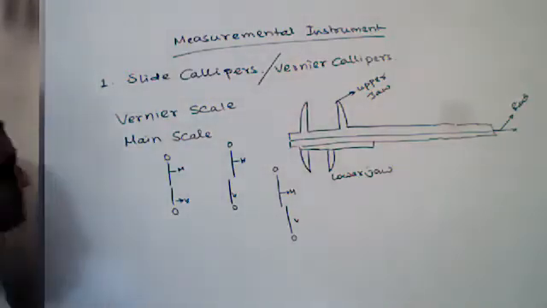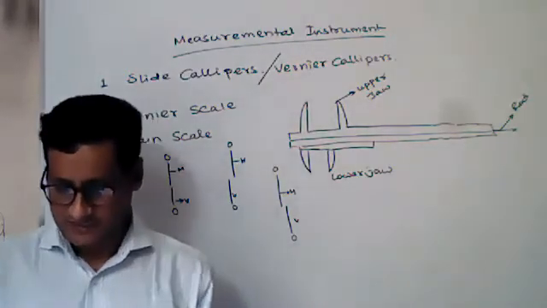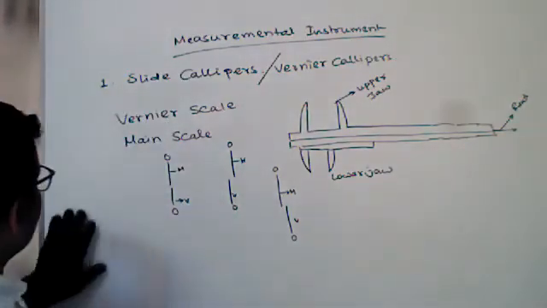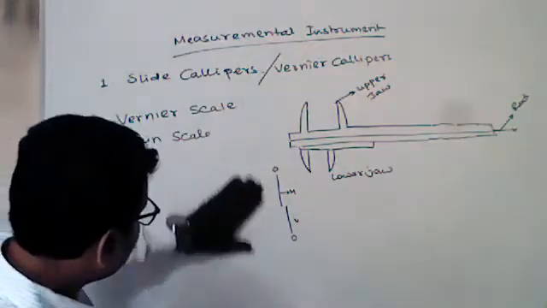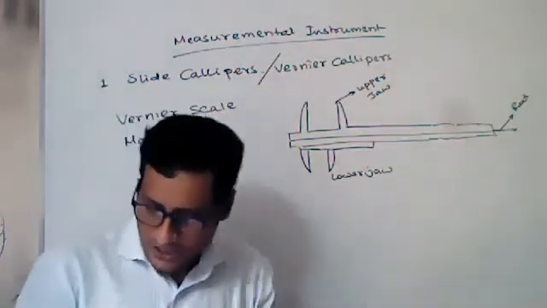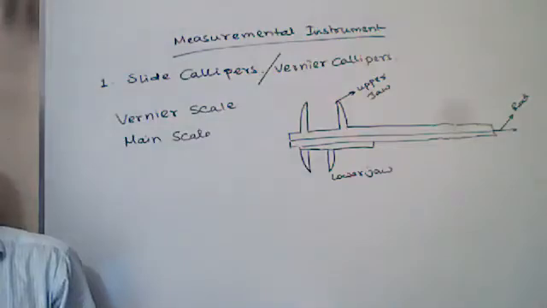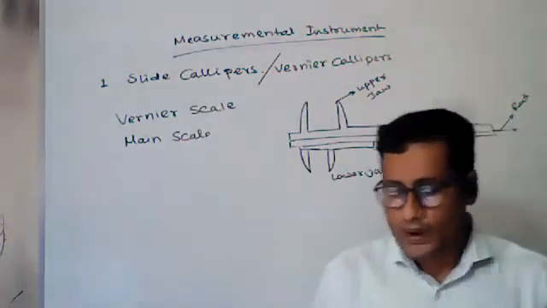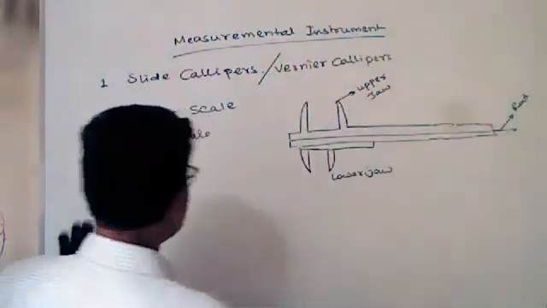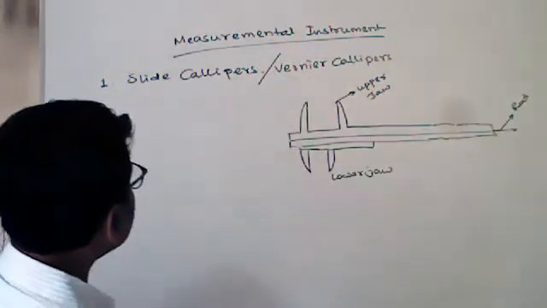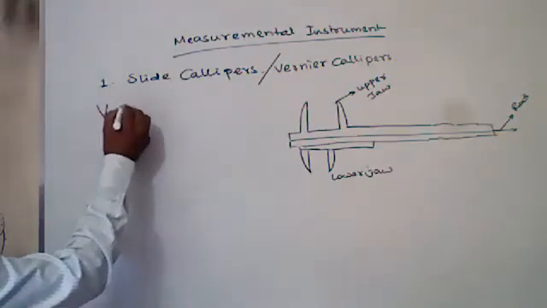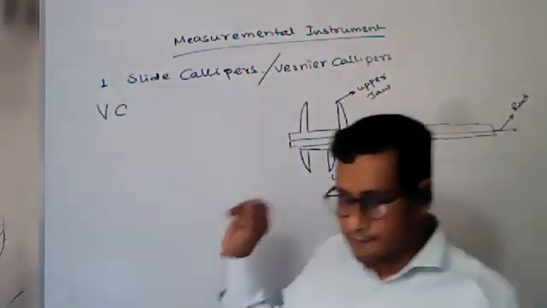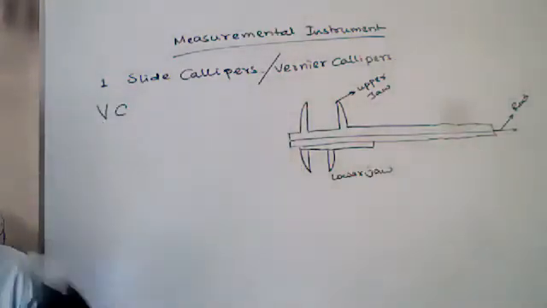Now, how can we determine the error and any other measurement? By using slide calipers. For this instrument, you have to first determine the Vernier constant. So, what is called the Vernier constant? Vernier constant is denoted by VC.